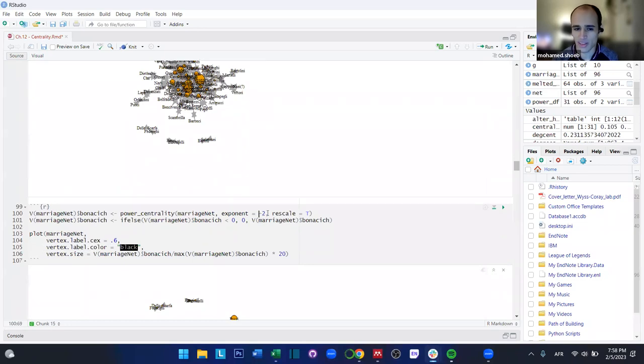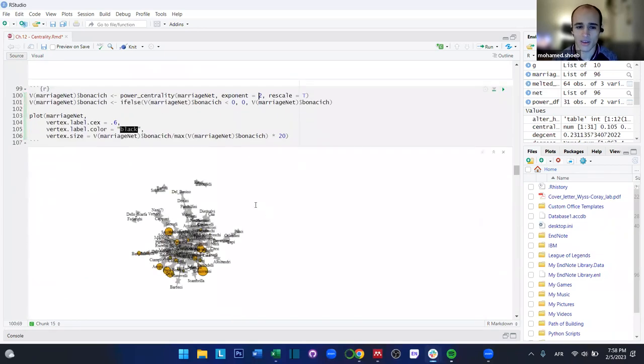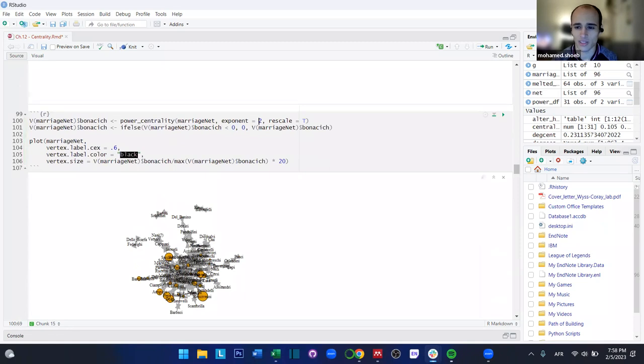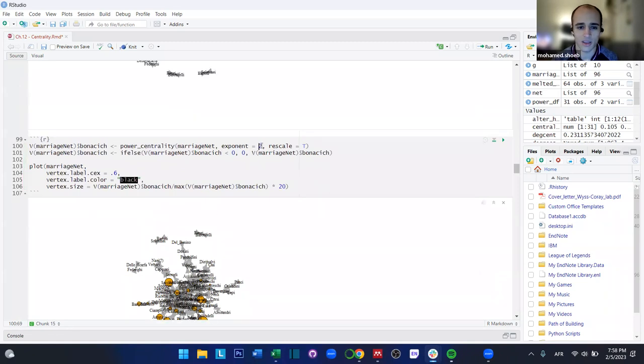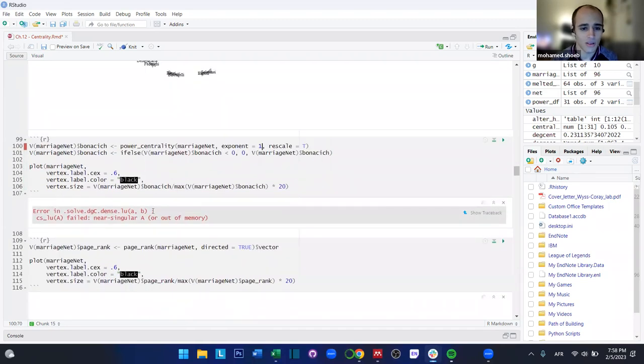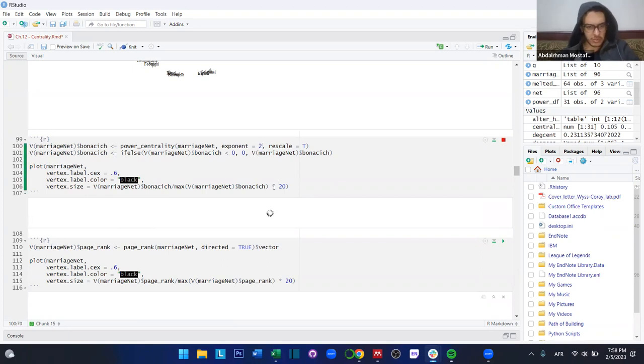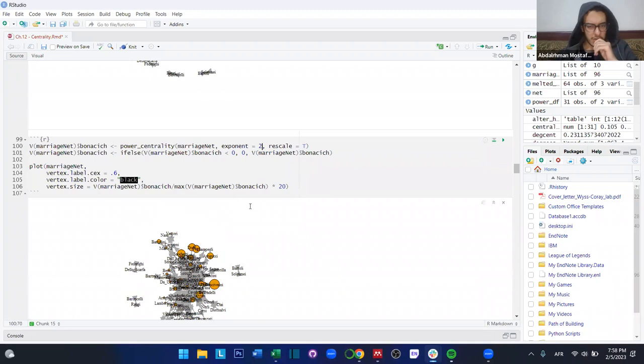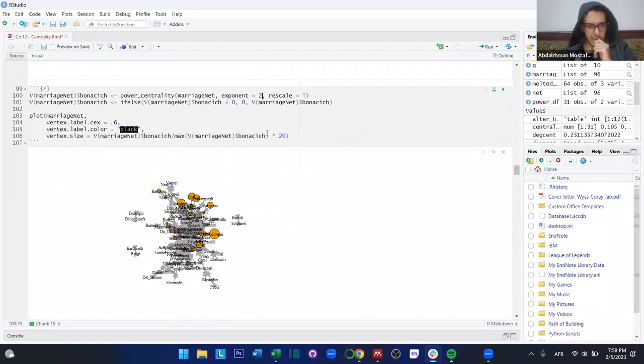Like, if it's positive, and I think maybe it's one, then it's expected that you would get the same result as eigenvector, maybe. It actually produced an error. Okay. Near singular A or out of memory. I think it's not out of memory, since it worked with two. I'm not sure. Did it have to do with how the algorithm is formulated?